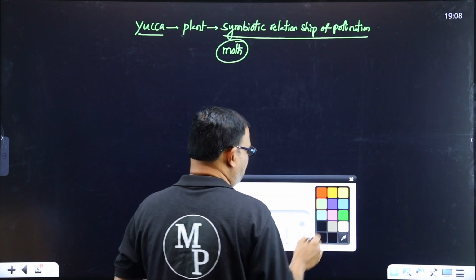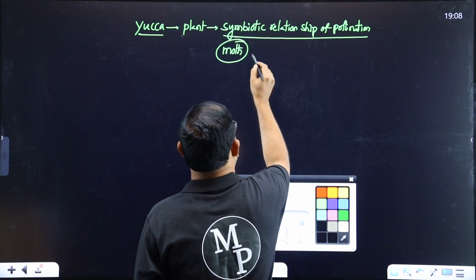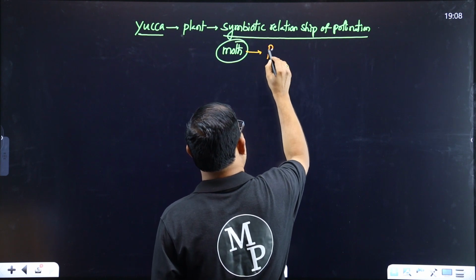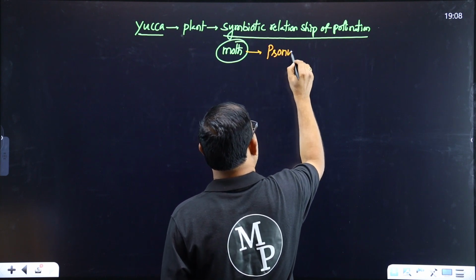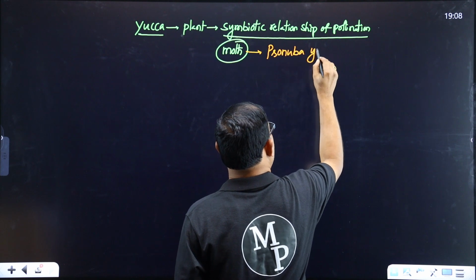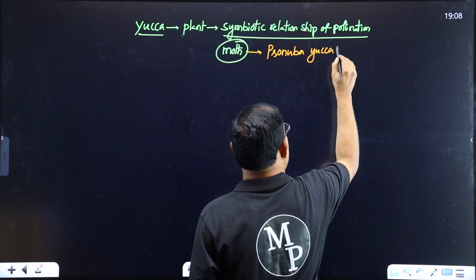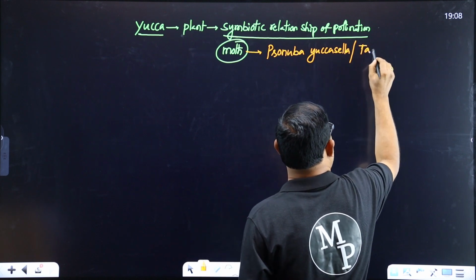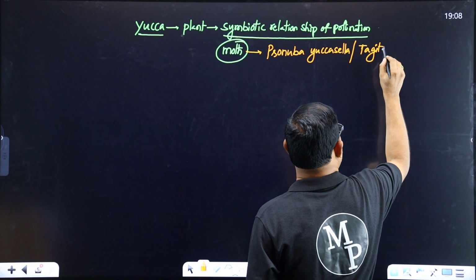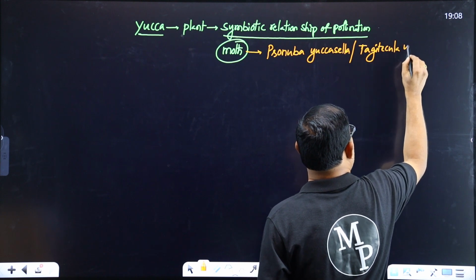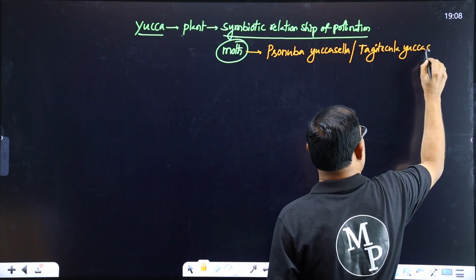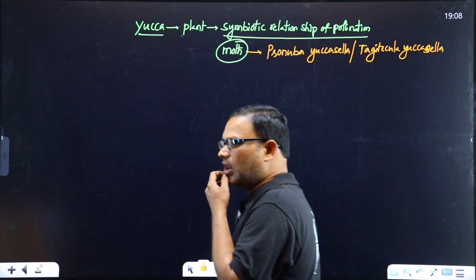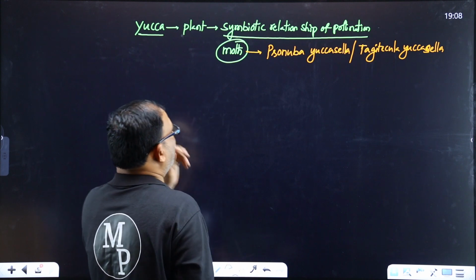What is the moth's name now? Very, very important. The moth name is Pronuba yuccasella or Tegeticula yuccasella. This is one of the moths.